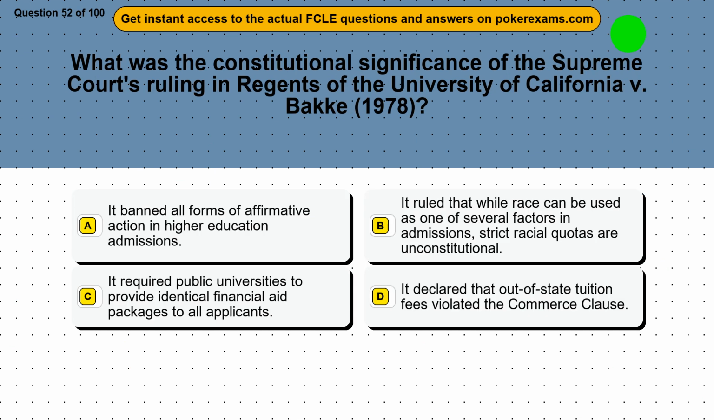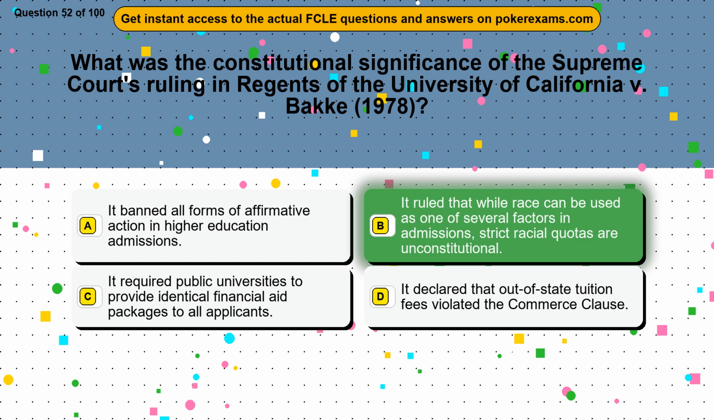Question 52. What was the constitutional significance of the Supreme Court's ruling in Regents of the University of California v. Bakke, 1978? Option A. It banned all forms of affirmative action in higher education admissions. Option B. It ruled that while race can be used as one of several factors in admissions, strict racial quotas are unconstitutional. Option C. It required public universities to provide identical financial aid packages to all applicants. Option D. It declared that out-of-state tuition fees violated the Commerce Clause.